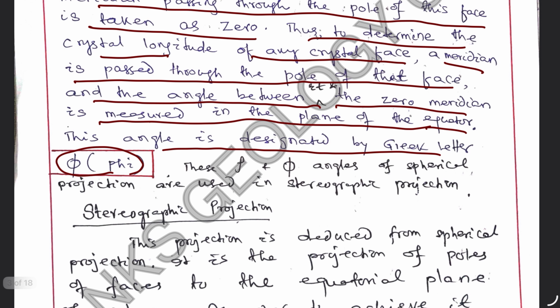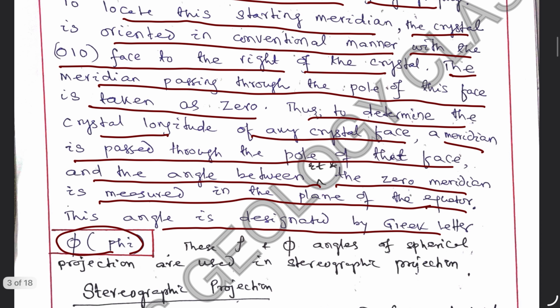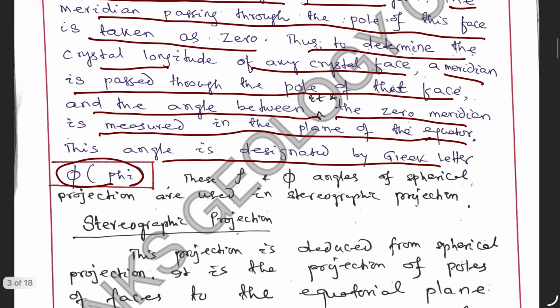So in spherical projection we simply project the poles of the faces by erecting perpendiculars from the center of the sphere to the faces and extending them to touch the sphere. The points of their intersection with the sphere represent the poles. So the poles together form the spherical projection of the crystal, and these poles retain the angular relationship. That angular relationship can be described in terms of the rho angle and the phi angle.